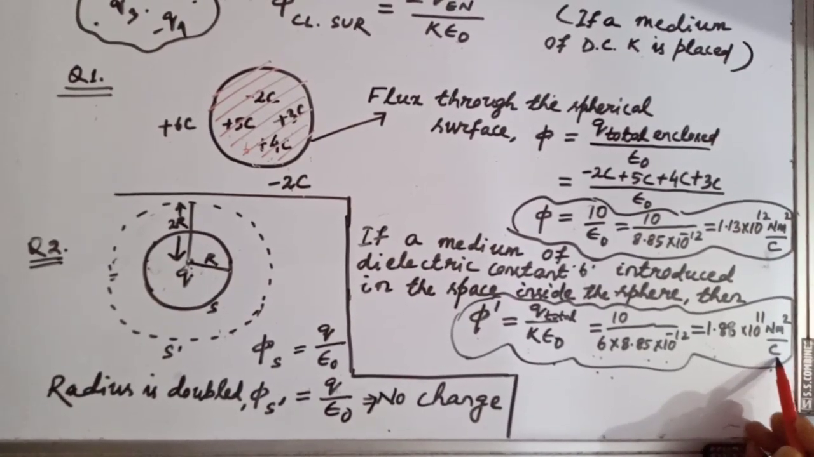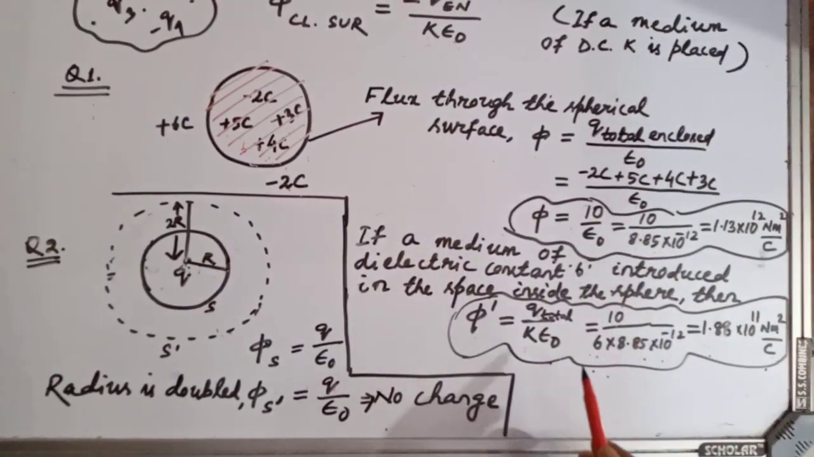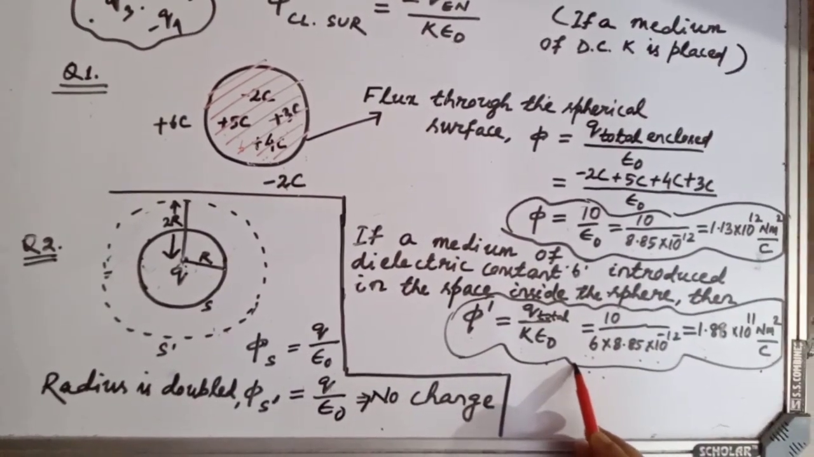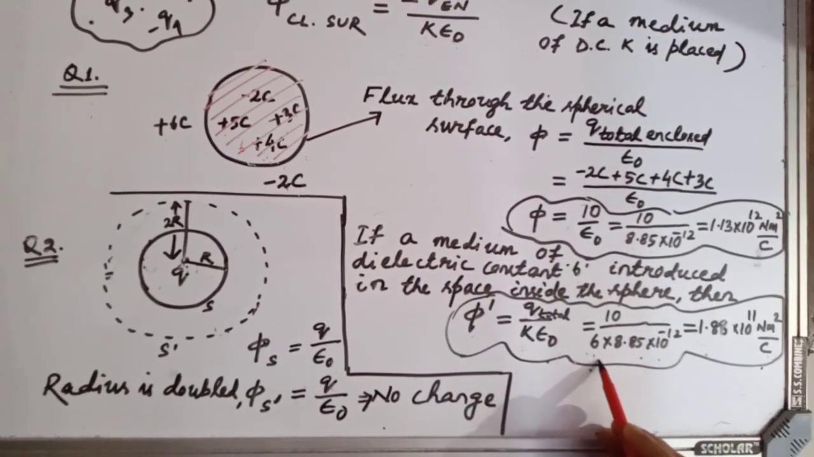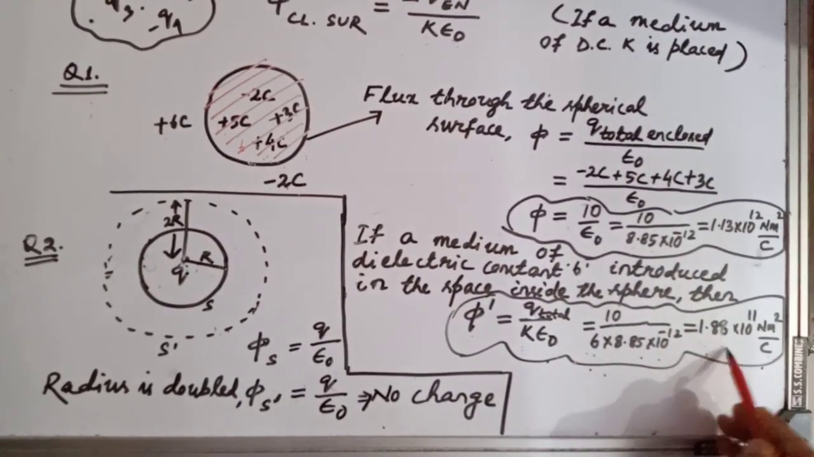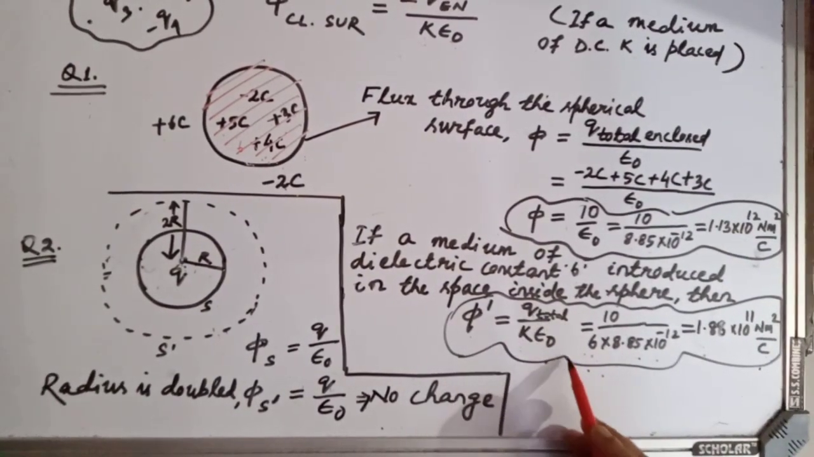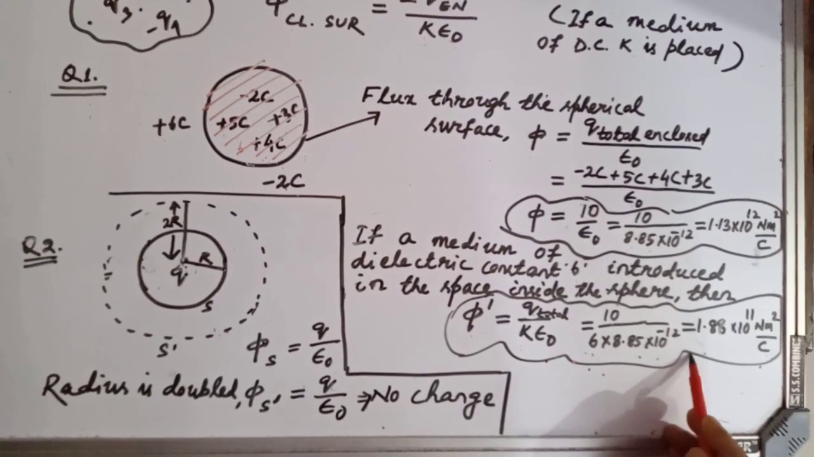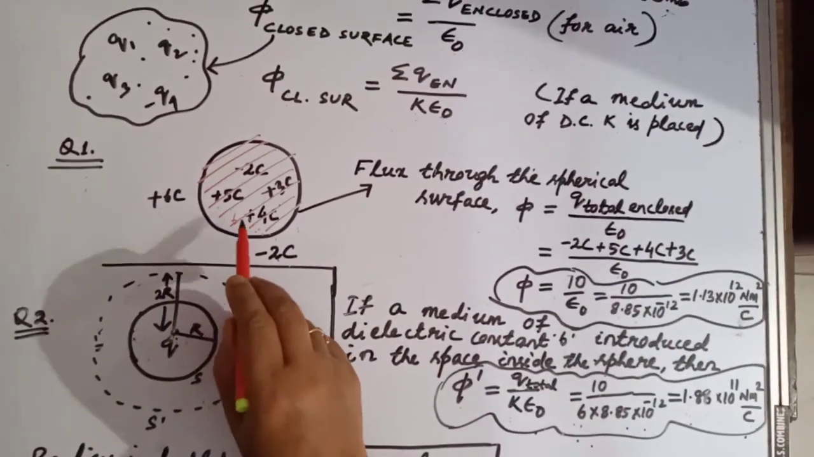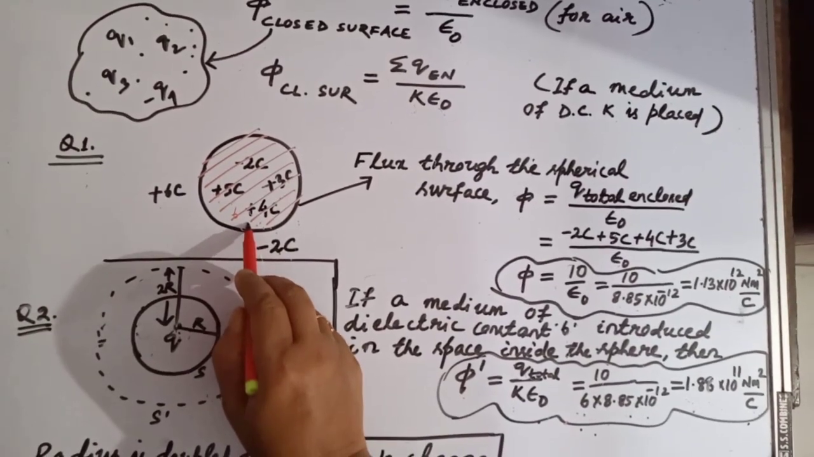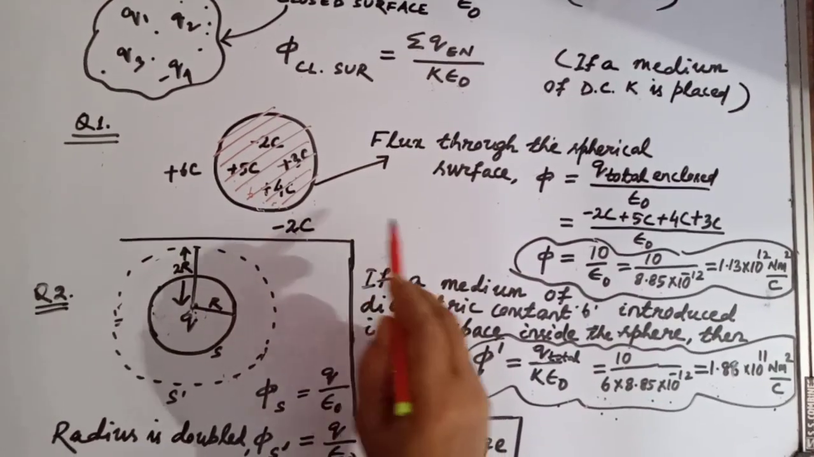That is, if air is replaced by another medium, then the flux becomes 1 by K times. This value is 1/6 of the earlier value, because the dielectric constant is 6. So it becomes 1 by K times. So flux decreases when the space is filled with another medium having some dielectric constant. This is about question number 1.